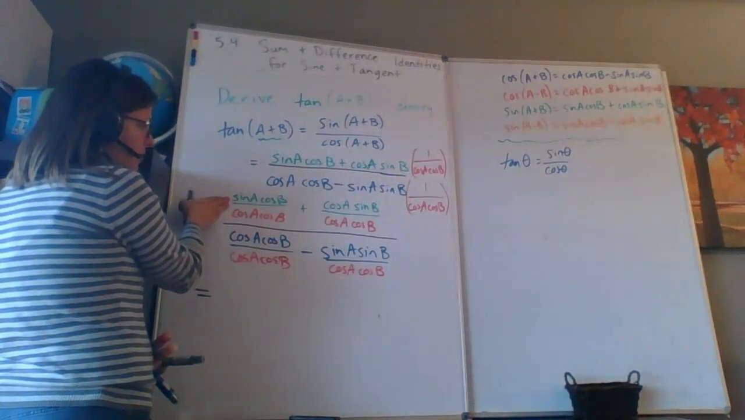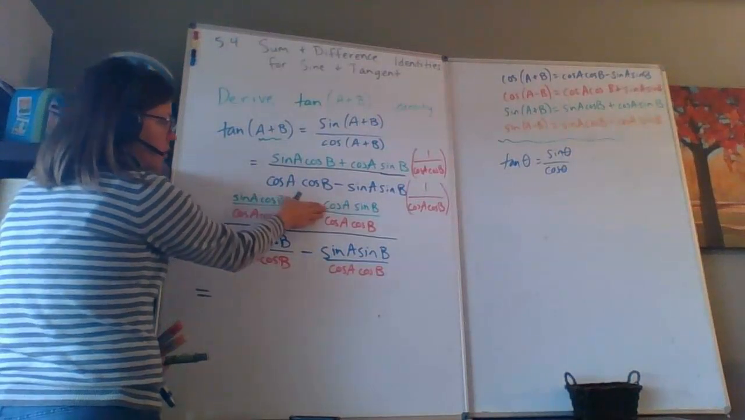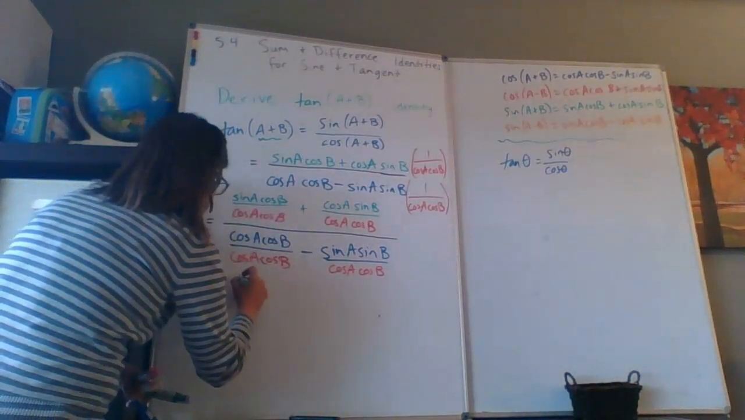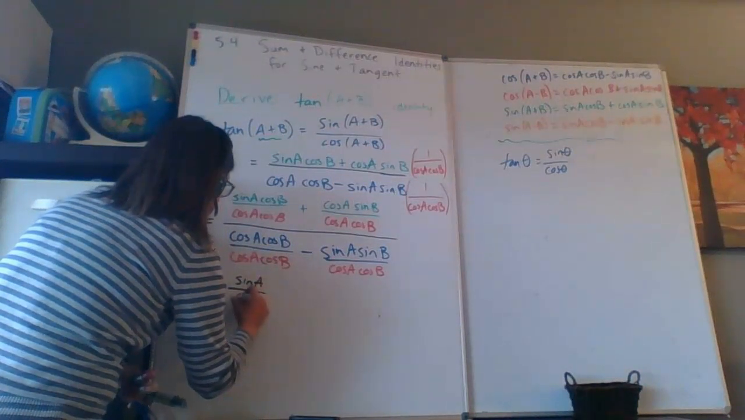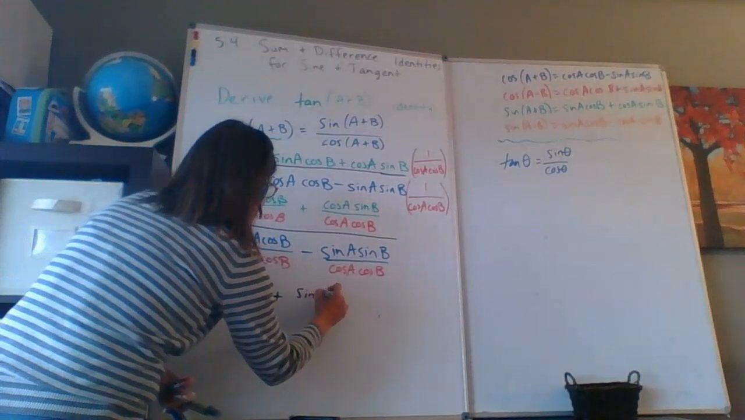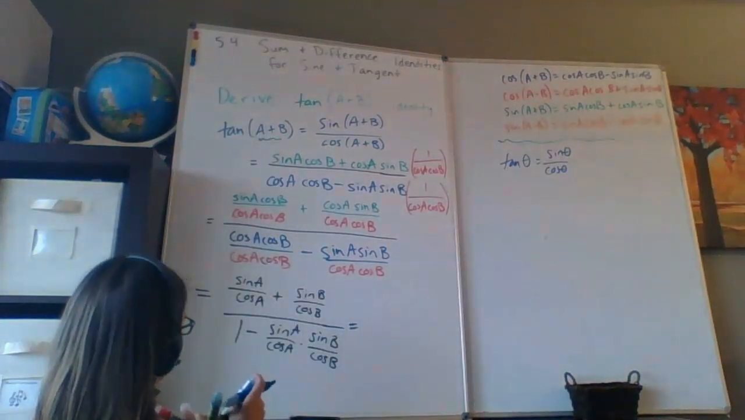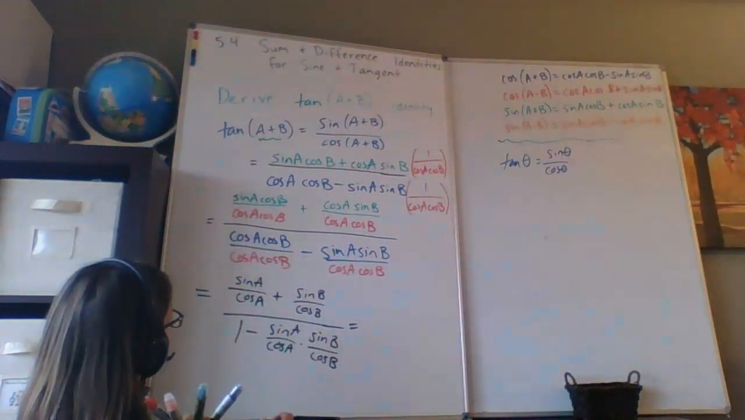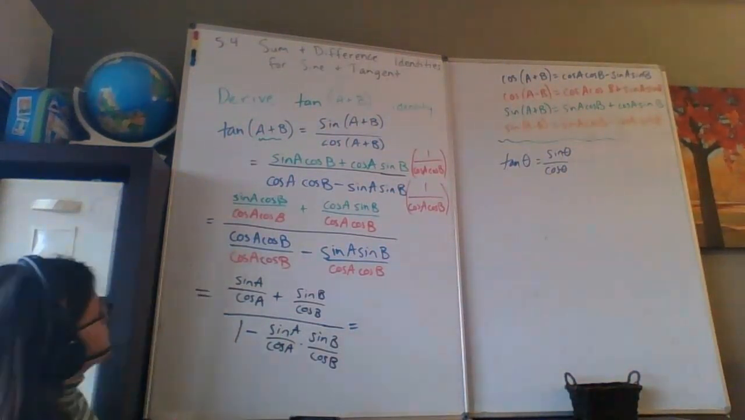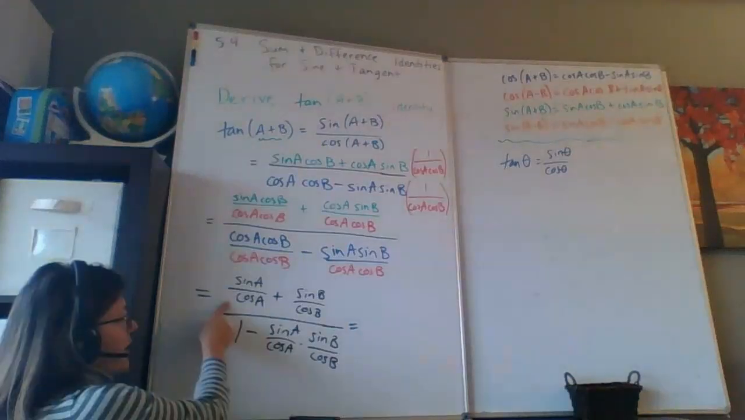On top, in the first term, the cosine b's will cancel. In the second term, the cosine a's will cancel. So we will get sine a over cosine a plus sine b over cosine b. In the denominator, in the first term, both cosine a and cosine b will cancel to give us 1, and the second term we will rewrite as sine a over cosine a times sine b over cosine b.